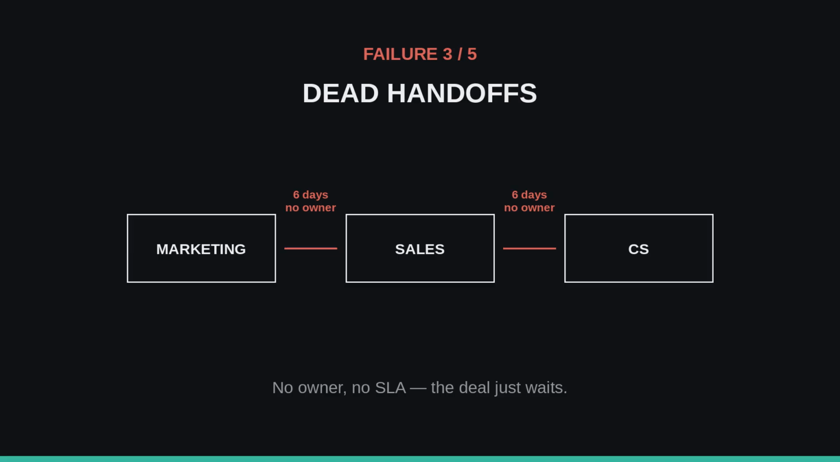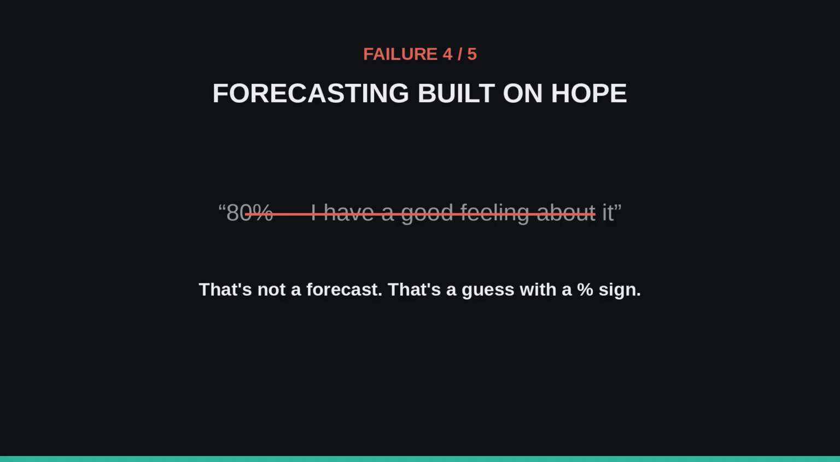Failure 3. Bad handoffs. This is the most expensive one and the easiest to miss. A lead gets marketing qualified and then sits for 6 days before a rep even looks at it. A deal closes and then sits for 3 weeks before customer success knows the account exists. Every handoff between teams needs an owner and a clock. No owner, no SLA, the deal just waits.